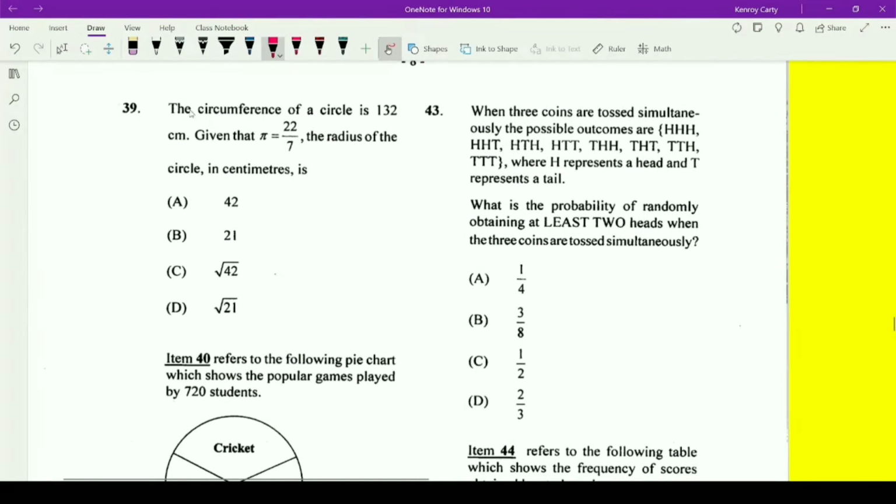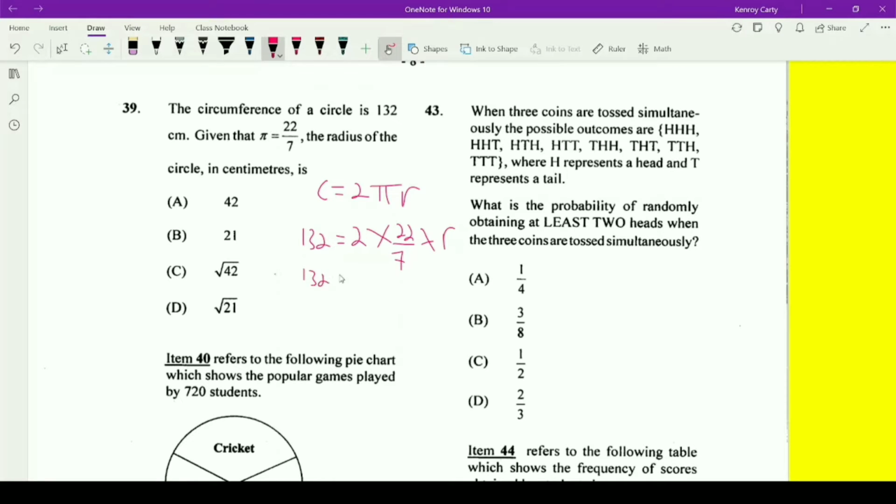Alright, 39. The circumference of a circle is 132 centimeters. Given that pi is equal to 22 over 7, the radius of the circle is... Alright, so we have the circumference. Now we know that the circumference of a circle is 2 pi r. So the circumference, 132, is equal to 2 times pi. They say use pi as 22 over 7, times r, which is the radius.